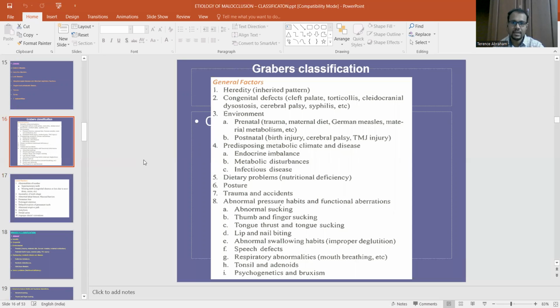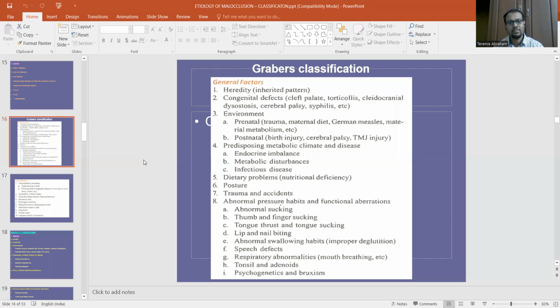General factors, as I told before, genes or heredity play an important role in the development of malocclusion. Various congenital defects, that is defects which are present at the time of birth, in prenatal life: cleft palate, cleidocranial dysostosis, syndromes, cerebral palsy, the trauma can cause cerebral palsy, congenital syphilis. All these congenital defects can cause various malocclusions.